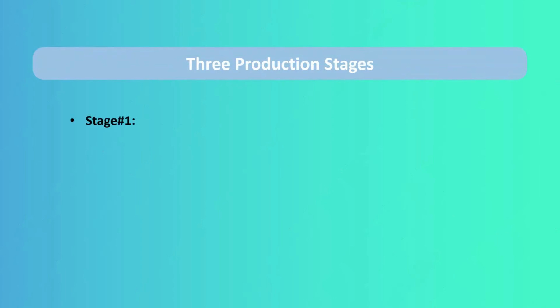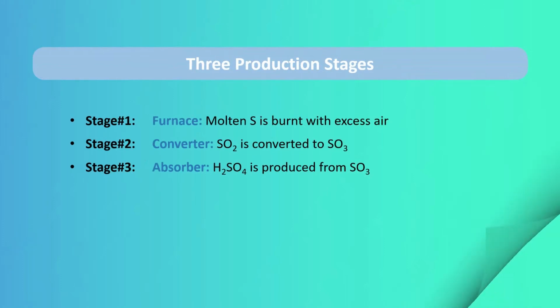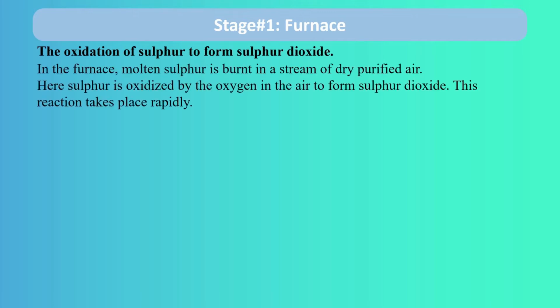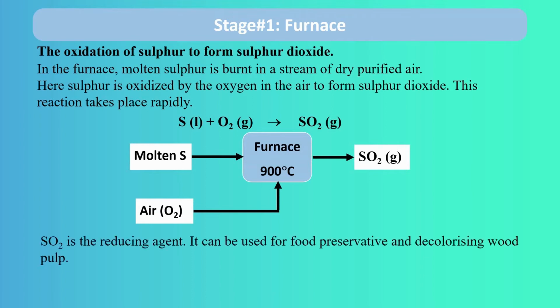There are 3 production stages: stage 1 furnace, stage 2 converter and stage 3 absorber. Stage 1 in detail: the furnace. Here sulfur is oxidized to form sulfur dioxide. Molten sulfur is added here, and air is also added. This is an exothermic reaction. The product is sulfur dioxide.